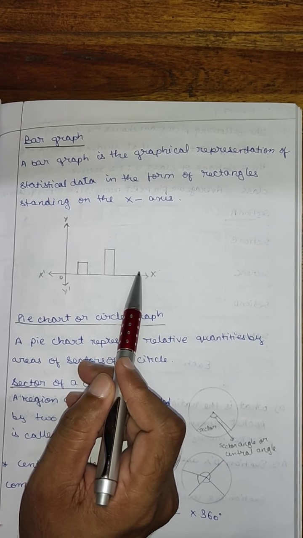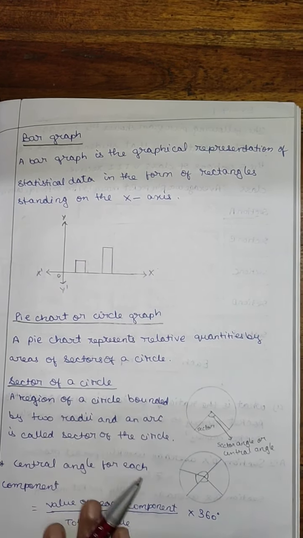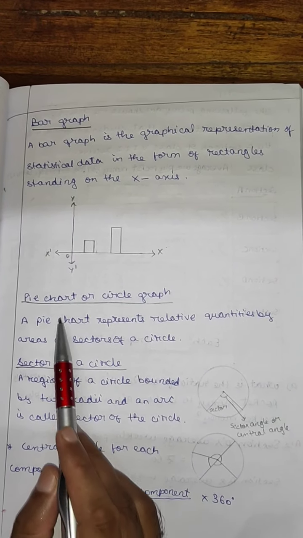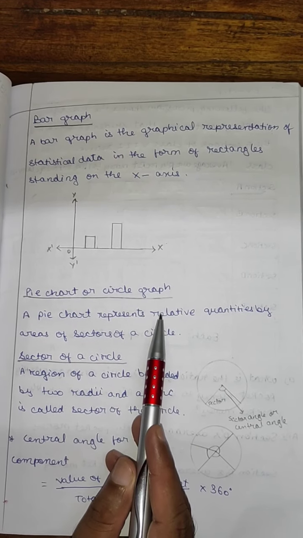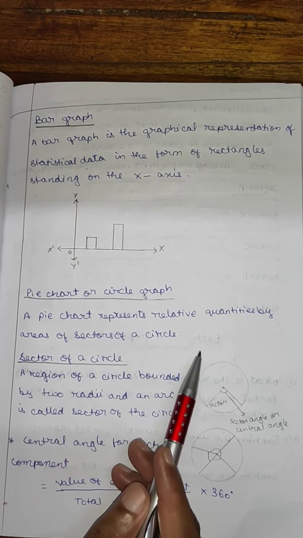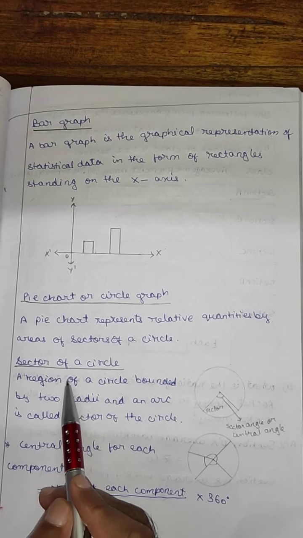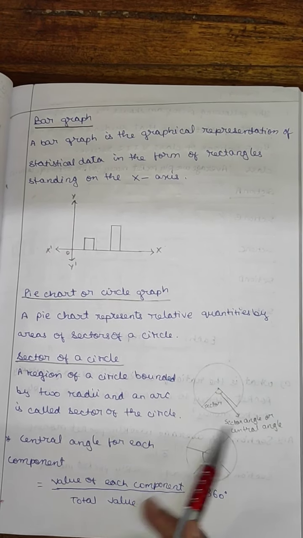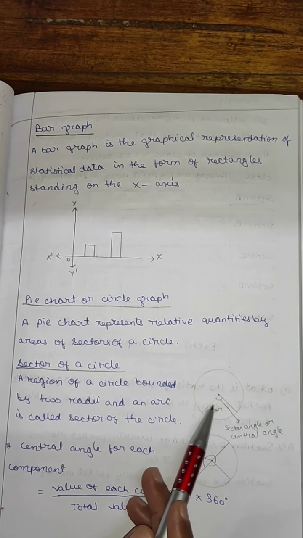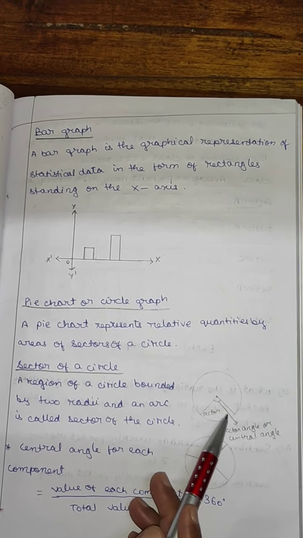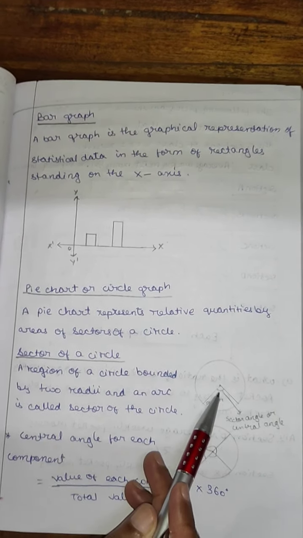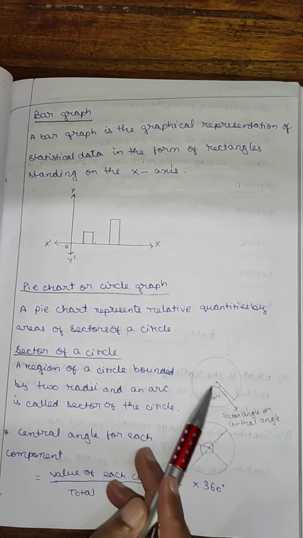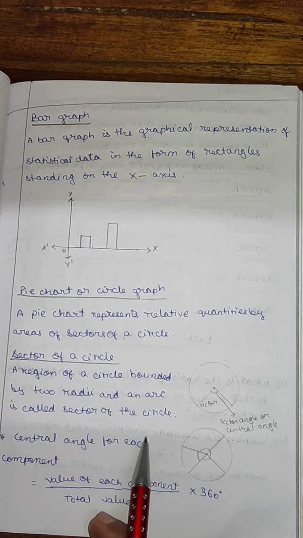We will be doing this in exercise 19. In chapter 19 we will be doing the bar graph, and even the pie chart this time. What is a pie chart? Other name is circle graph. A pie chart represents relative quantities by areas of sectors of a circle. So what is a sector? In a circle, a region which is bounded by radius and arc is called a sector, where this angle is known as the sector angle, or central angle. So a region of a circle bounded by 2 radii and 1 arc is known as a sector of the circle.